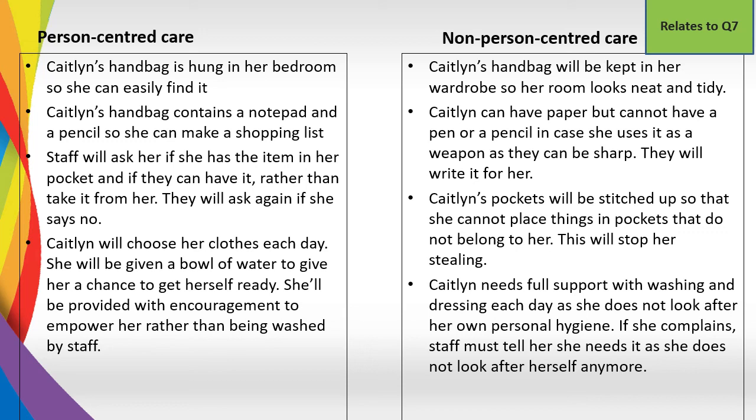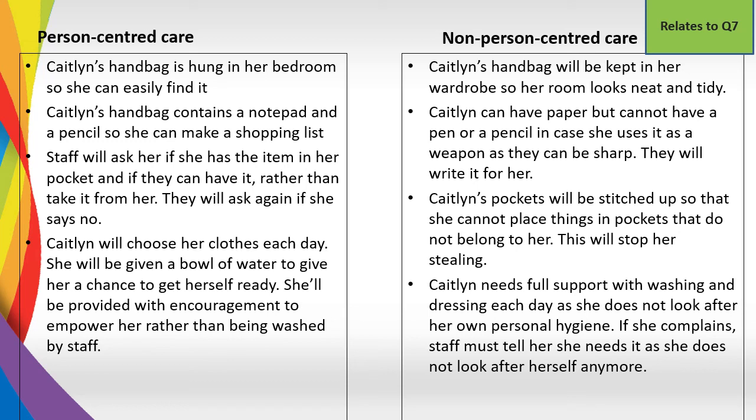In person-centred care, Caitlin will choose clothes each day. She'll be given a bowl of water to give her a chance to get herself ready. She'll be provided with encouragement to empower her rather than being washed by staff. In non-person-centred care, Caitlin needs full support with washing and dressing each day as she does not look after her own personal hygiene. If she complains, staff must tell her that she needs it as she does not look after herself anymore.